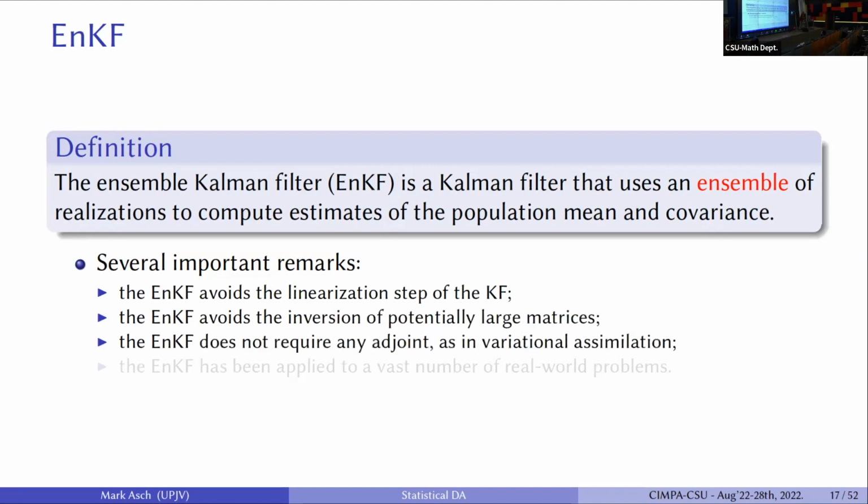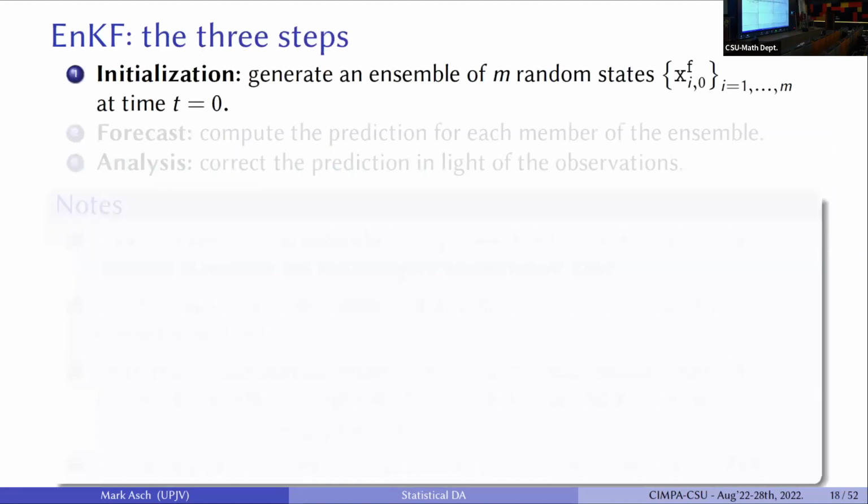So, several important remarks here. The EnKF avoids the linearization step, which is the basic step of the Kalman filter. The ensemble filter doesn't have this M multiplied by x, or M_{k+1} x_{k+1}. It also avoids completely the inversion of potentially large matrices. We saw that to calculate the K, we have to invert matrices. It doesn't require any adjoint, which you would require for 4D-Var data assimilation, which can be quite costly and quite complicated. And as a result, the EnKF is really applied to a huge number of real-world problems.